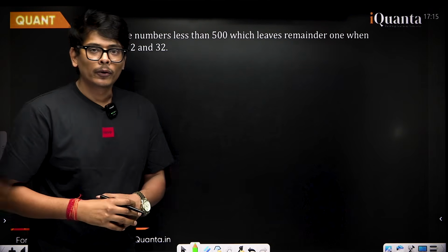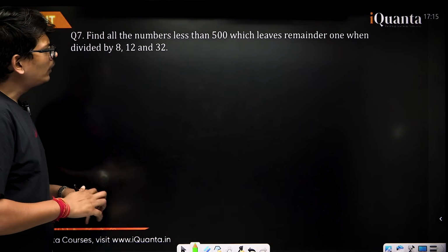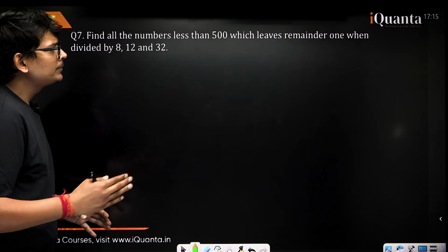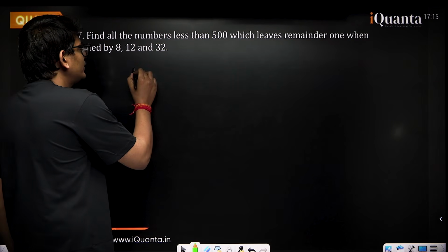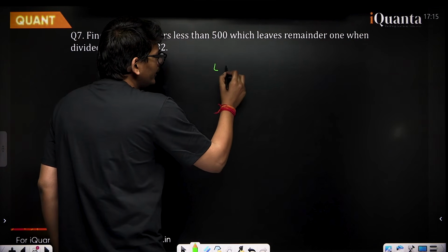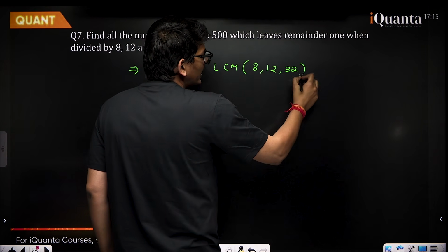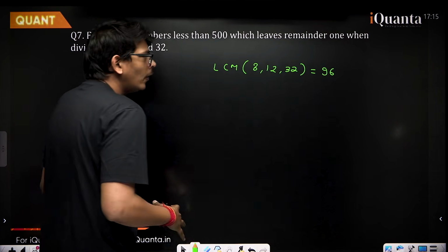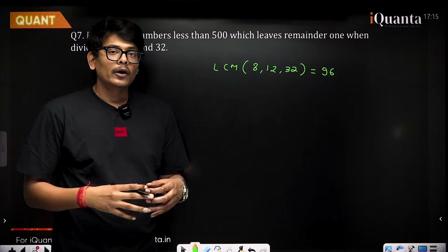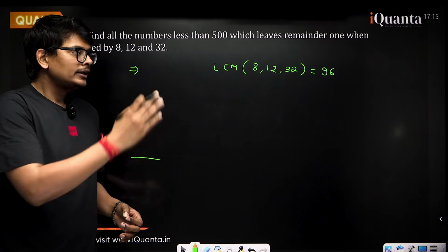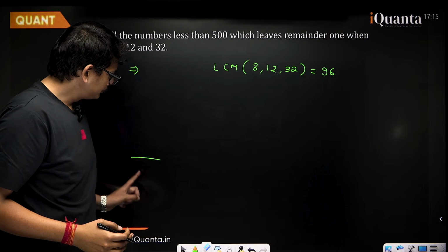Let's check one more question on the same concept. Find all the numbers less than 500 which leave remainder 1 when divided by 8, 12 and 32. So first step, LCM, which was 96, right? Now, the question says we have to find all the numbers which are less than 500 and satisfy this particular condition.